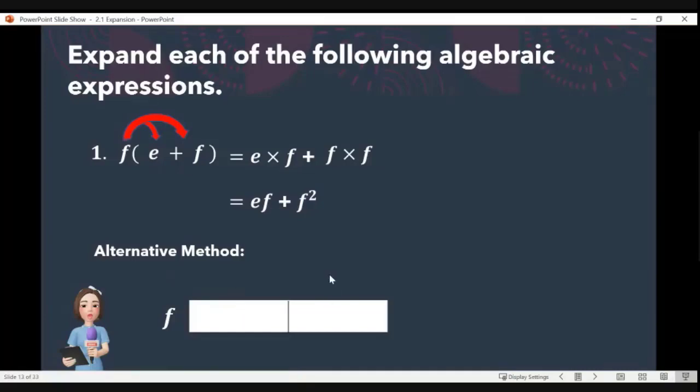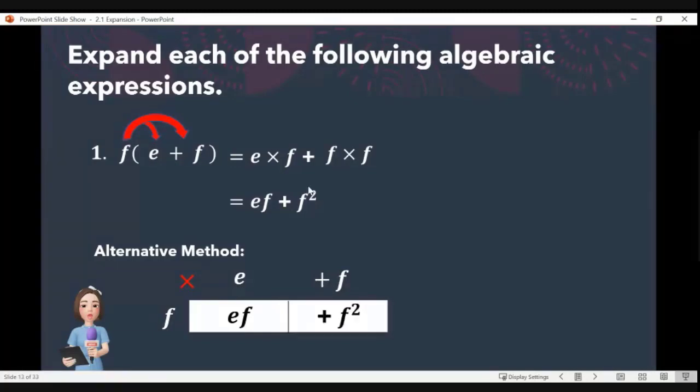So the first one, E, put E here. Then the second one, you put the plus F together with the operation, because later on, when you have positive and negative, when you multiply, they come with the sign. So E is actually positive in front. After that, you multiply. Last time you learned the multiplication, one times one is one, one times two is two, like that, with the box. It's the same thing. So E times F is EF, and F times F is F squared. So this is the answer.